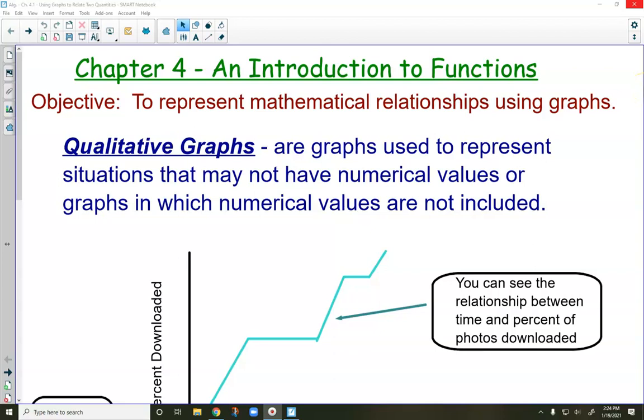Alright, an introduction to functions. Our goal today is to represent mathematical relationships using graphs. There are two types of graphs that we can sometimes talk about during our function chapter. We have qualitative graphs and quantitative graphs.